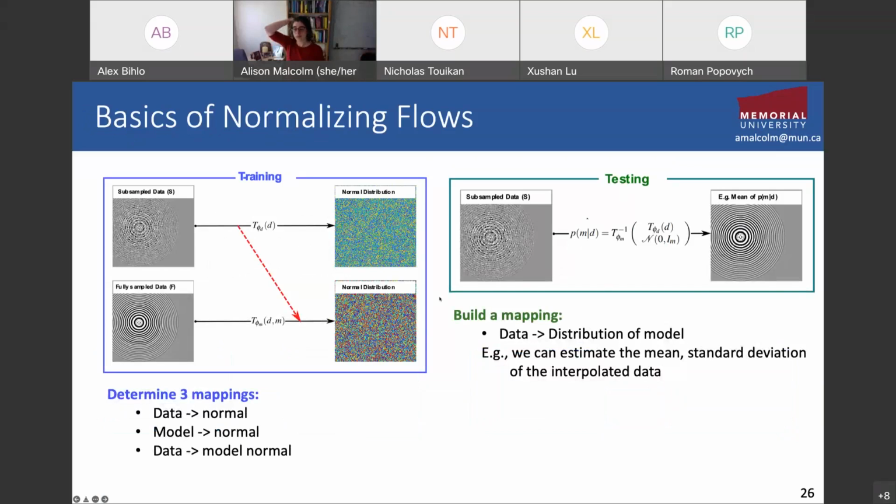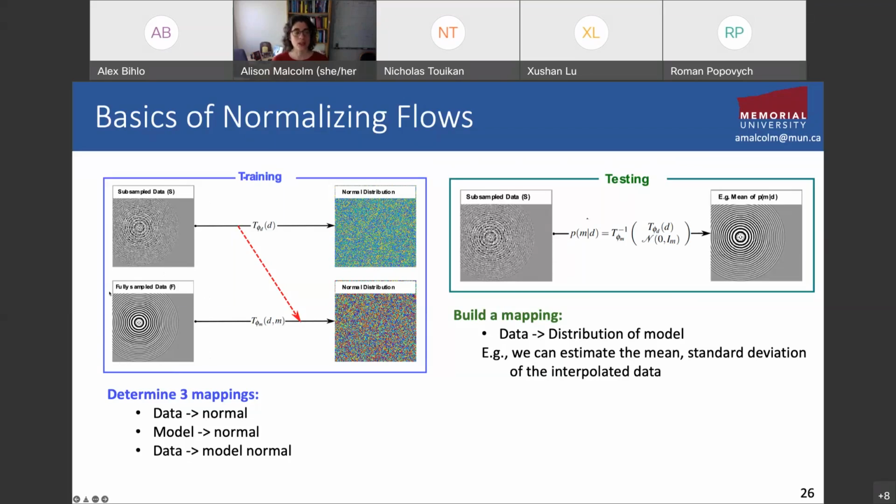So in order to try and do this interpolation problem, we set up a normalizing flow. I'm going to go through in a bit of detail what normalizing flows are and how they work. But first, I'm going to give you a sense for how this works for our data. What you see in the top left is a subsampled seismic data set. And then below it, you see a fully sampled data set. For those of you who are used to seismic data looking a lot different, let me just orient you that this axis is the source position.